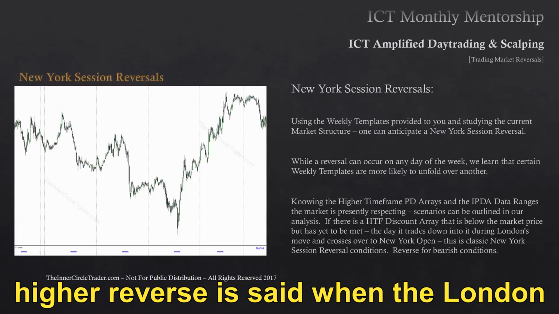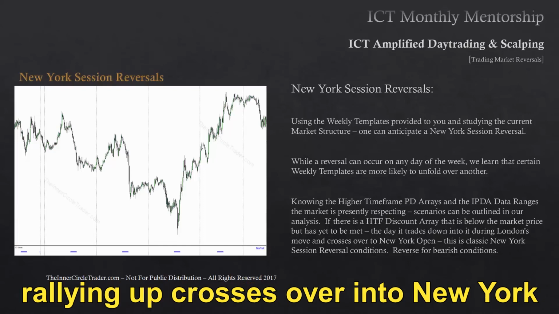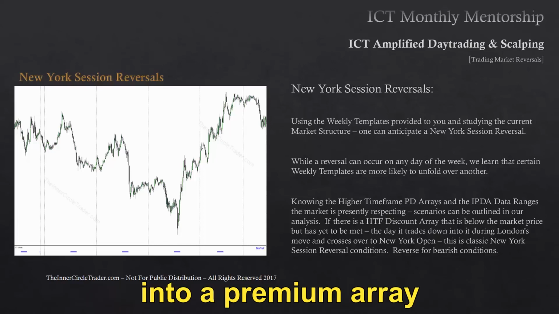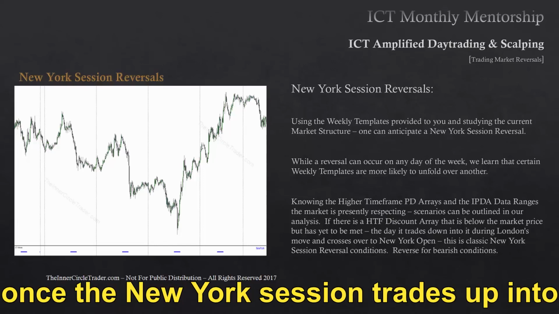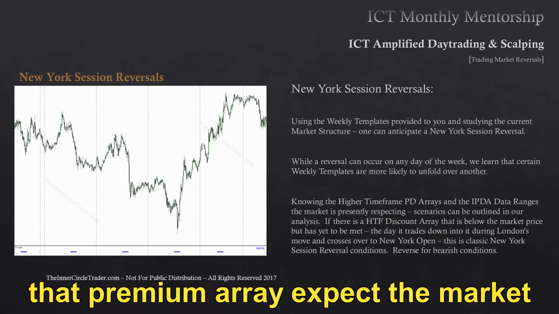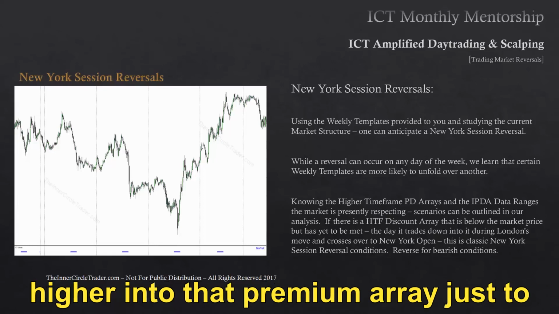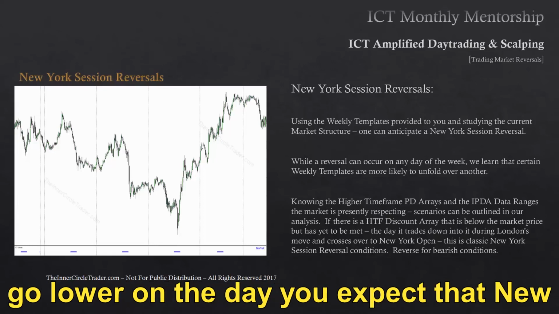Reverse is said when the London session creates the low of the day, it's been rallying up, crosses over into New York Open, into a premium array. Once the New York session trades up into that premium array, expect a market reversal in New York session. Trade higher into that premium array just to go lower on the day. You expect that New York session reversal.